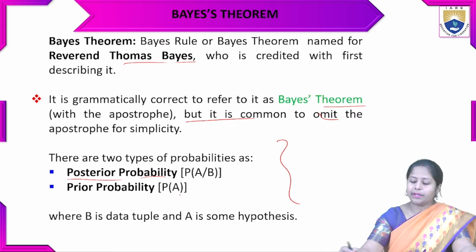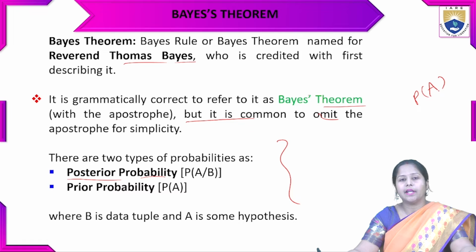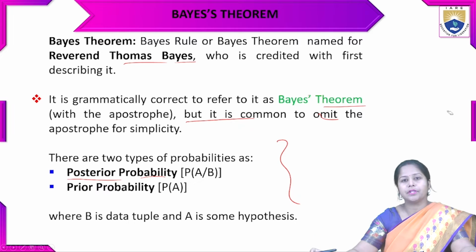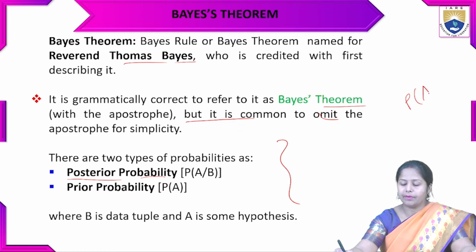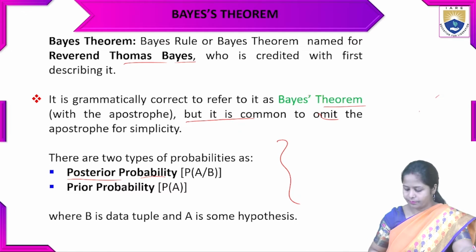So the prior probability will be P(A), for some event we are writing. For the other event, we write the posterior probability. That will be, if one event depends on the other event, P(A given B). So that will be the posterior probability, right? Where B will be the data tuple and A will be some hypothesis. On that hypothesis we have to think about the other terms.